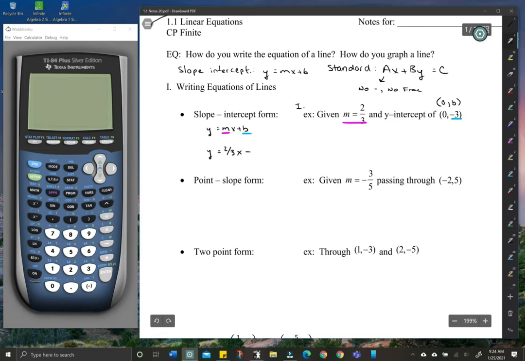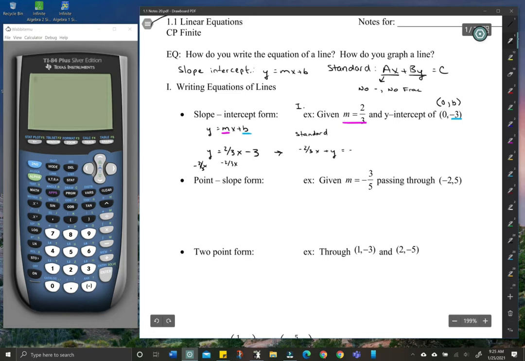All right, so that's slope-intercept form. If I wanted to write that in standard form, it's not too hard to do. We just want to get the ax and the by on one side and the constant on the other. So to write this in standard form, really we're going to subtract the 2/3 x from the other side. So we'd have negative 2/3 x plus y, and that's going to equal negative 3.